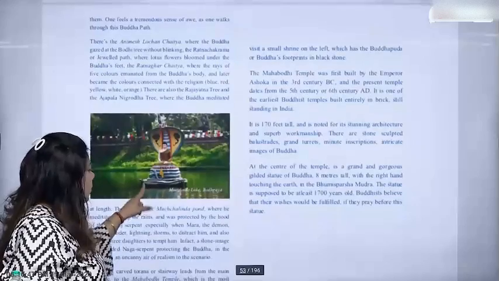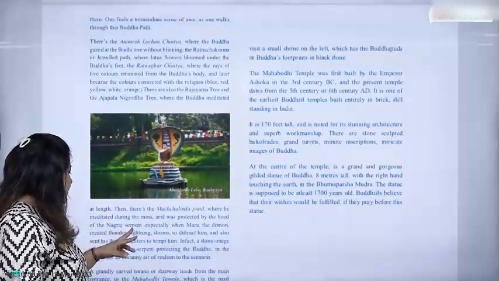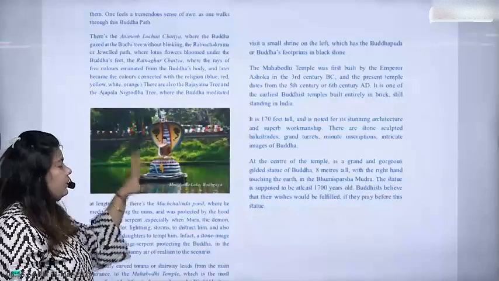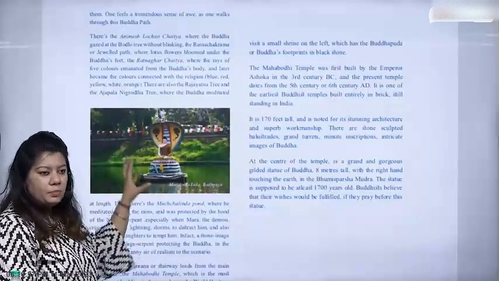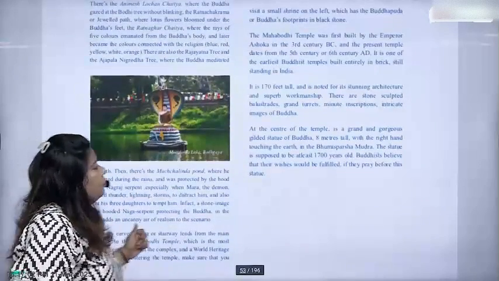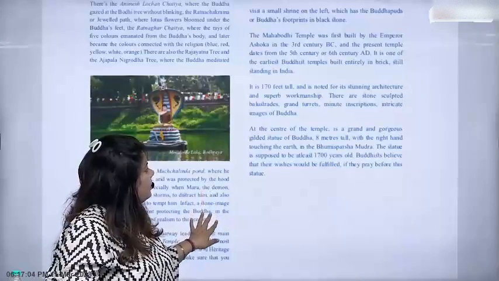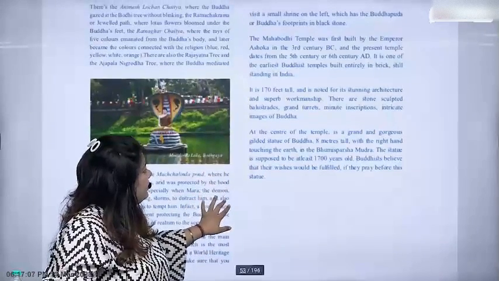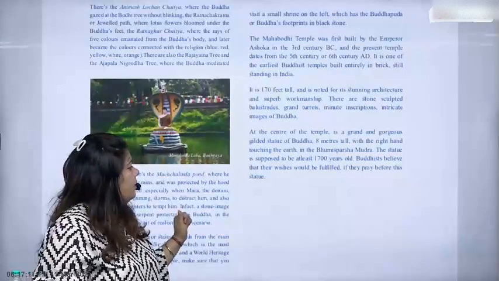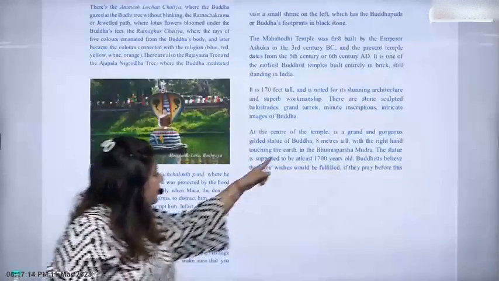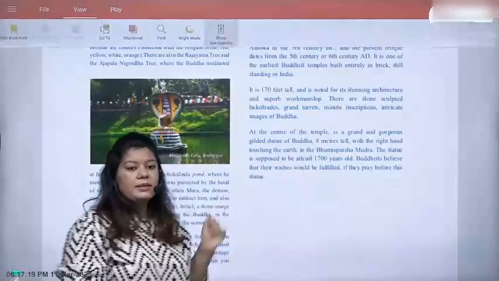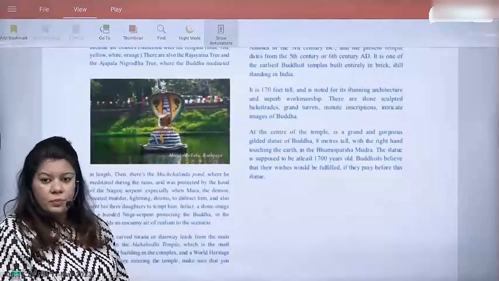Then Muchalinda Pond is also very important. The reason being, here you can see that when Buddha was meditating, he was protected by a serpent or a snake, right? The Mahabodhi temple, you all know, is located at Bodh Gaya. It is UNESCO's World Heritage Site. The Mahabodhi temple was first built by Emperor Ashoka, right? So this is also important. And at the temple you can see Buddha in the Bhumisparsha Mudra. That's why probably UPSC asked what is Bhumisparsha Mudra.